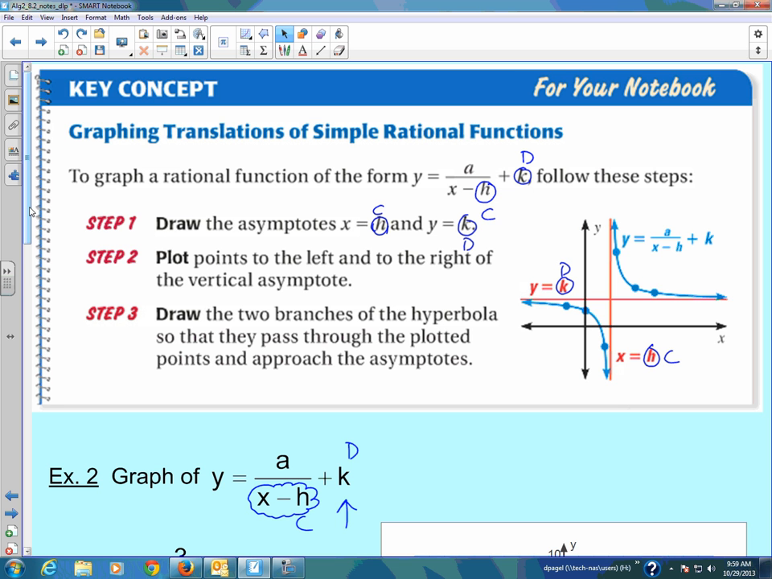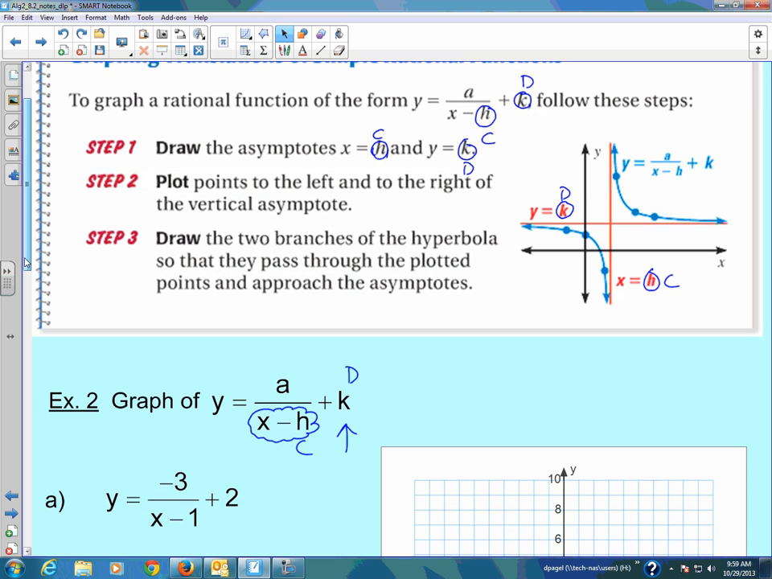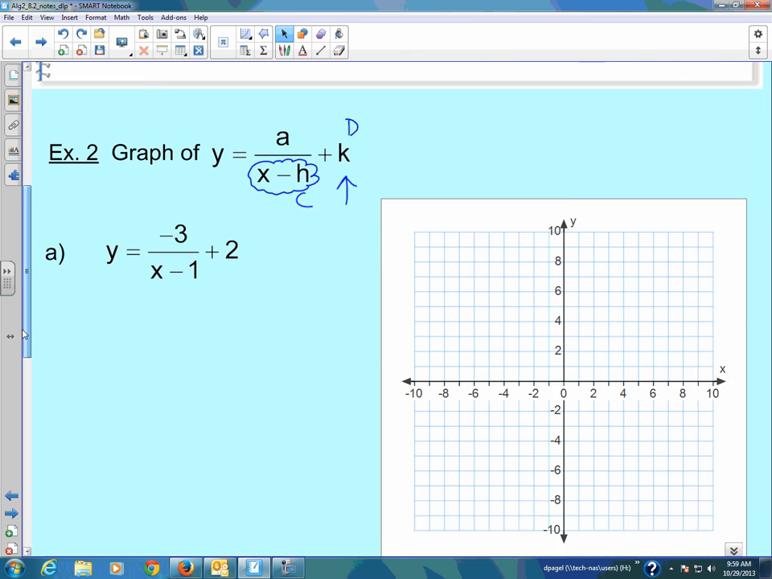That value of h, k, or that value of c, d, becomes that intersection point. So my branches are going to be following along within the limits of those two asymptotes, vertical and horizontal. I test points to the left of the vertical asymptote, one close to it, one further away. I test points to the right of the vertical asymptote, again, one right next to it, one further away from it. And I get my same idea of these branches that were shown. So let's try it here with this example.